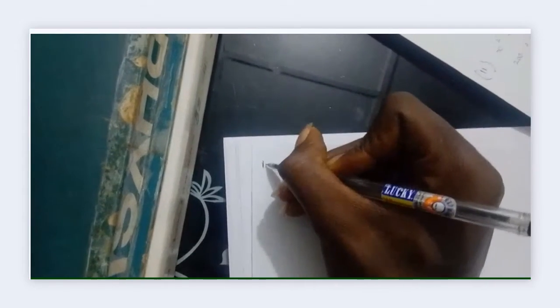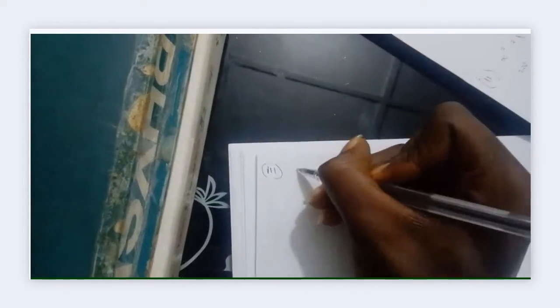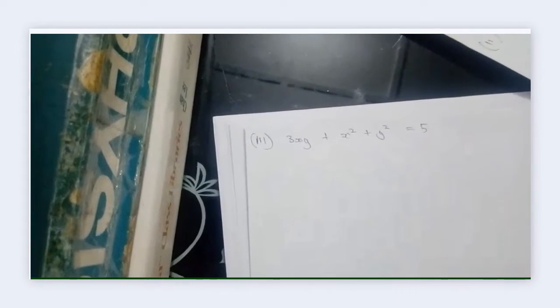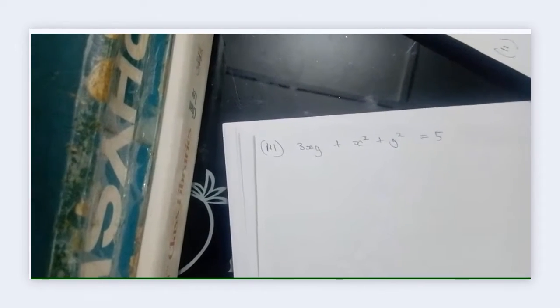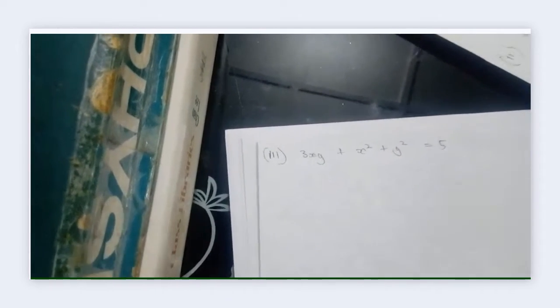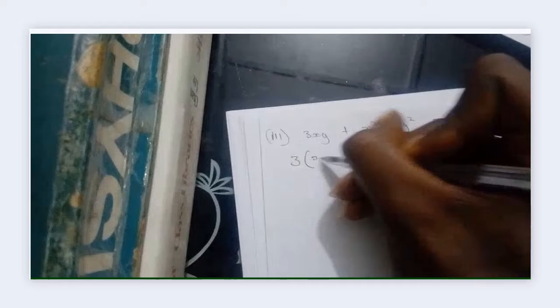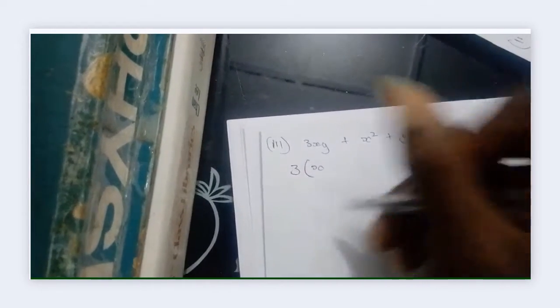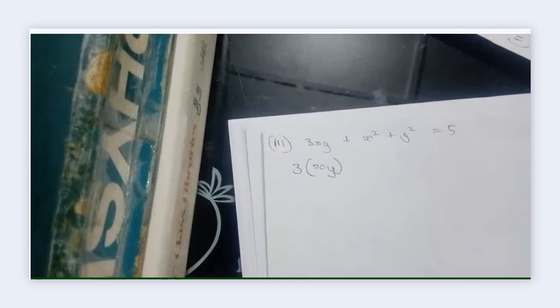So let's check the next question without wasting our time. The next question says 3xy plus x squared plus y squared equals 5. For this, anything constant, I think I've informed you earlier, you don't need it in differentiation. Just separate it. You are not dealing with that. All that concerns you in differentiation is the variable, which is this.